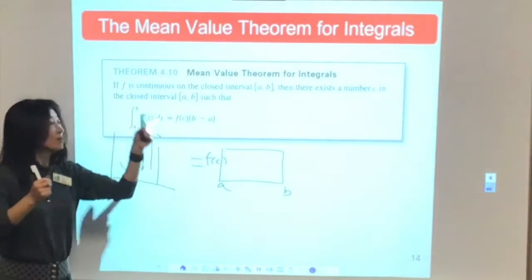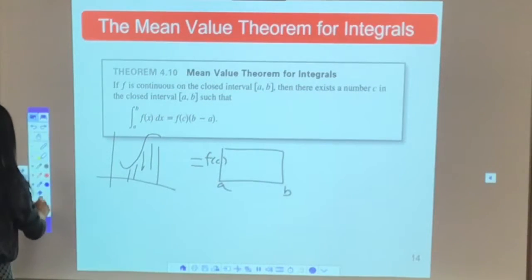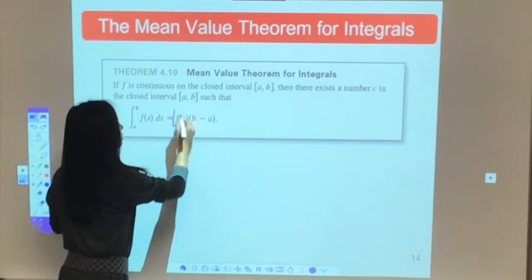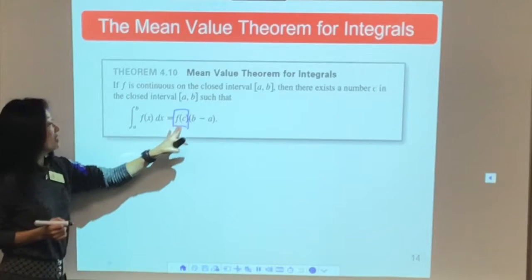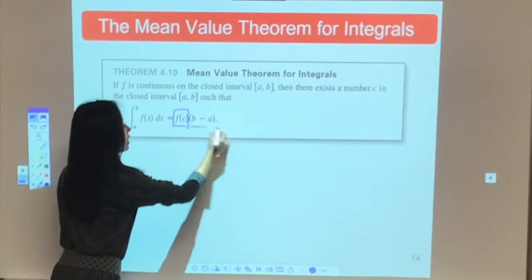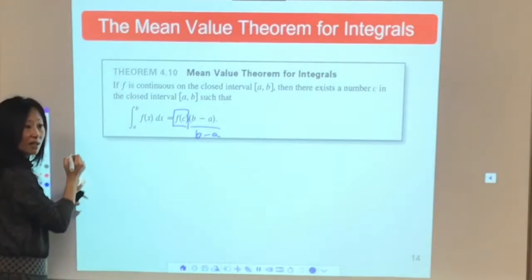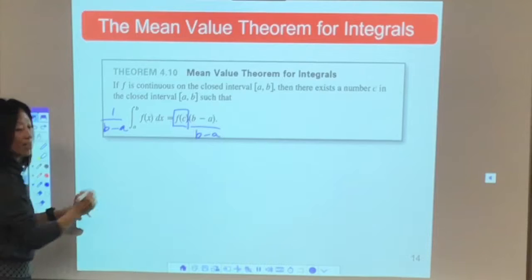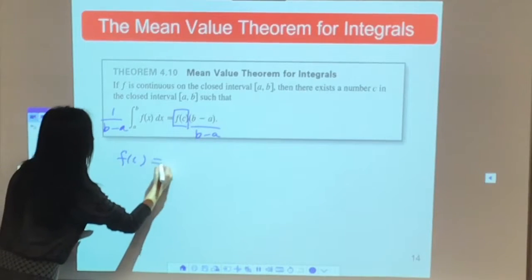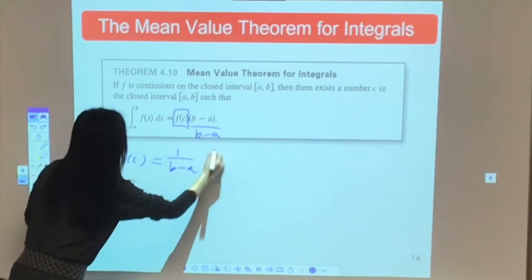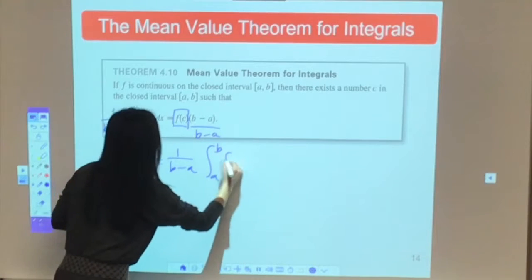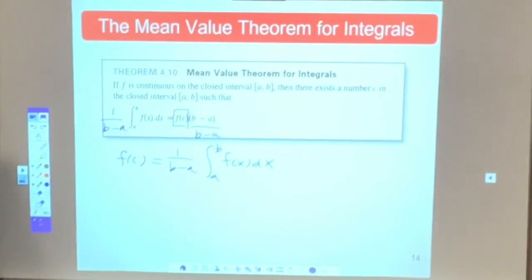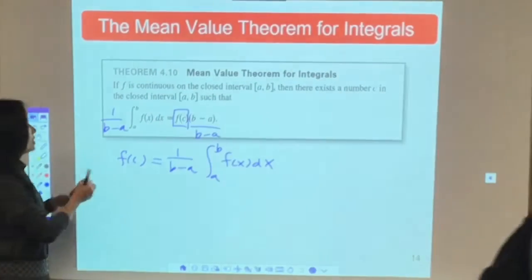Is everybody with me? So how about I decide to find this average height. If I'm looking for this average height, what do I need to do? Divide by what? B minus a. Then I get that average height, which is 1 over b minus a, integral from a to b, f of x dx. Is everybody with me now? So we know what this means.